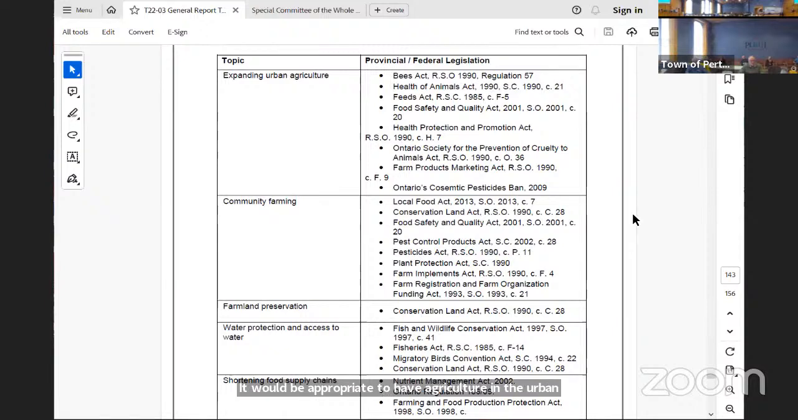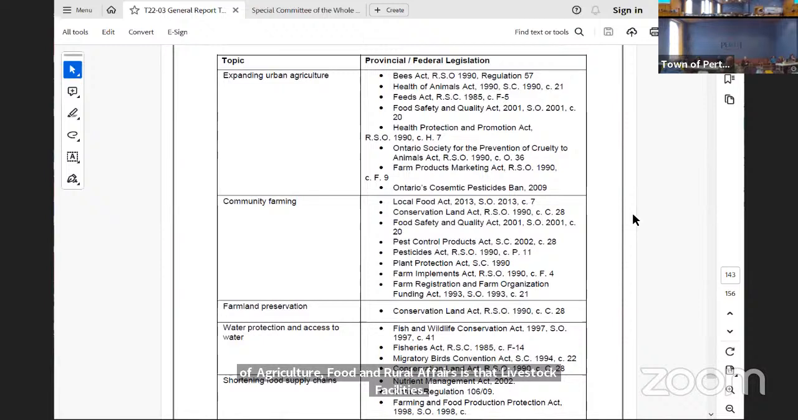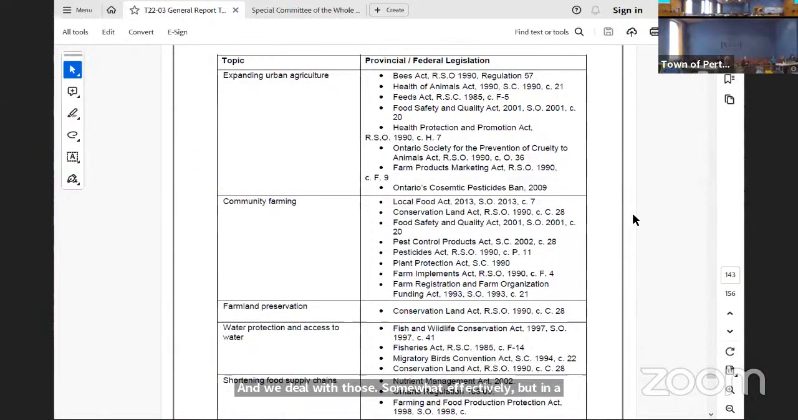boundary. One of the things about agriculture and the minimum distance separation policies from the Ministry of Agriculture, Food and Rural Affairs is that livestock facilities do not get calculated in an urban environment with a minimum distance separation. So typically, you don't have livestock facilities in urban areas. There's many small hamlets that have barns in them, and we deal with those somewhat effectively. But in a community like Perth, I think that you would want to be careful about things like livestock facilities and certainly abattoirs that bring livestock into the community.